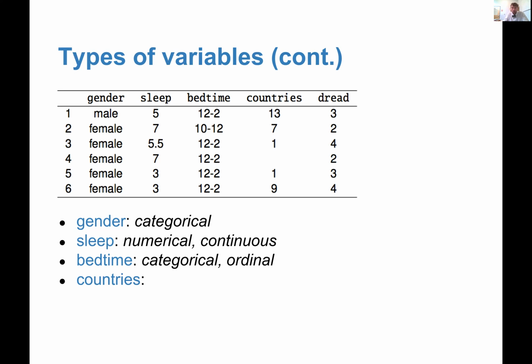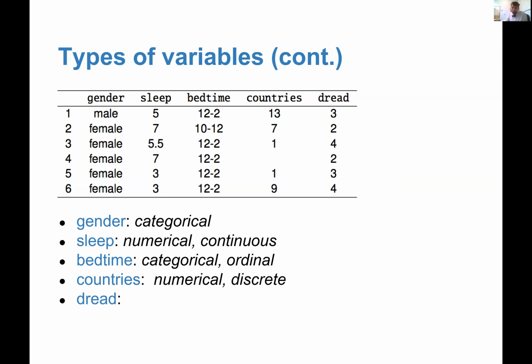All right, countries you visited. What sort of variable is that? Is it numerical or categorical? And if it's numerical, is it discrete or continuous? The answer is numerical, discrete, because you can't visit half a country. But you can average how many countries the class has visited.